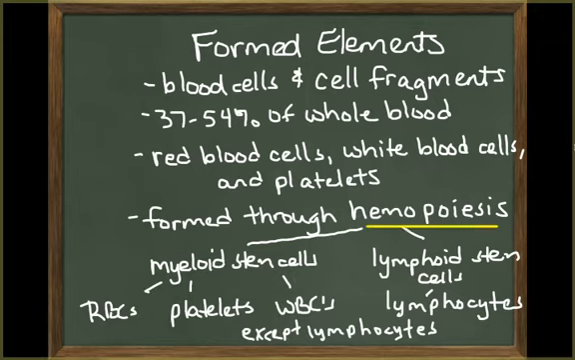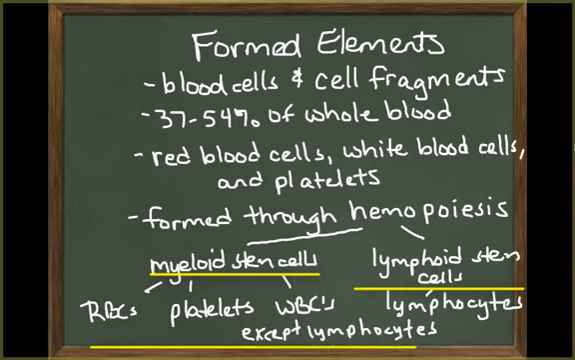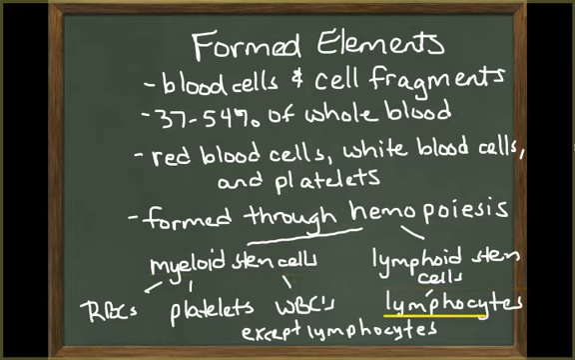The stem cells involved in hemopoiesis are the myeloid stem cells and the lymphoid stem cells. The myeloid stem cells will give rise to the red blood cells, the platelets, and all of the white blood cells except for the lymphocytes. The lymphocytes arise from the lymphoid stem cell.